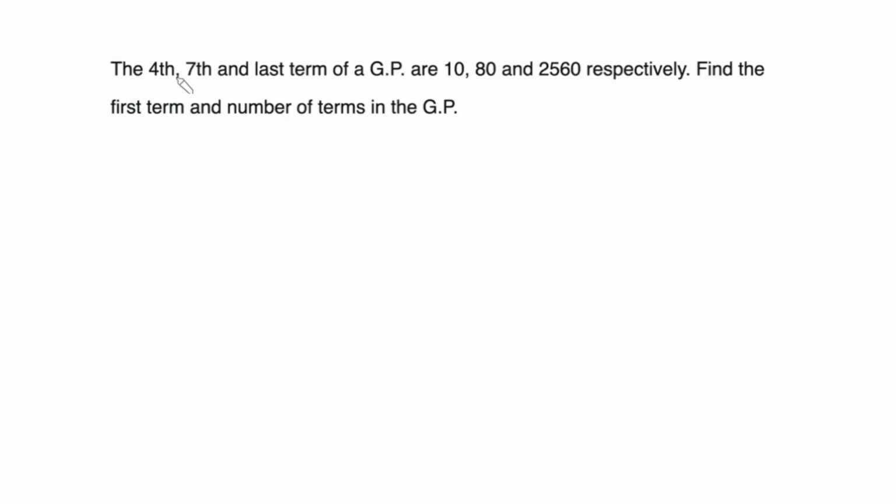In this question, we are given the fourth, seventh, and last term of a GP as 10, 80, and 2560. We need to find the first term and the number of terms in this GP. So we are given A4 equals 10. That means a r to the power 3 is equal to 10.